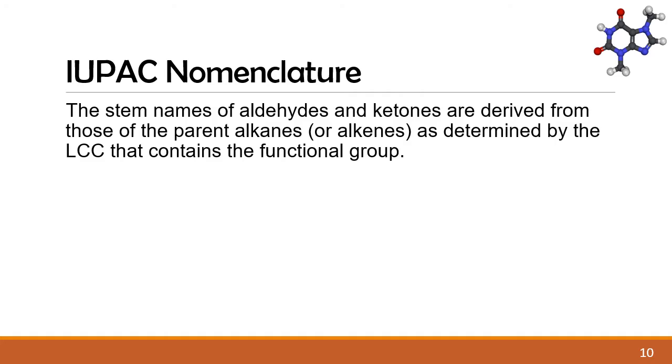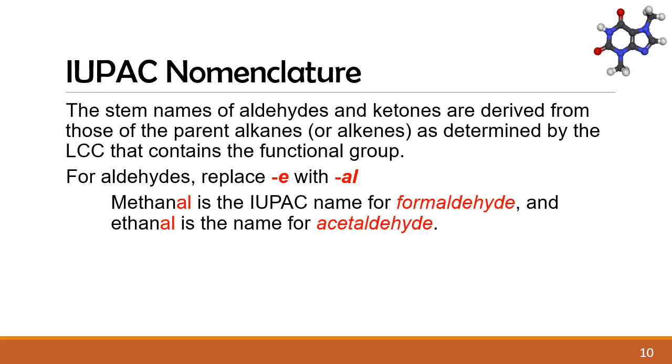The stem names of aldehydes and ketones are derived from those of the parent alkanes or alkenes as determined by the LCC that contains the functional group. For aldehydes, we simply replace the last letter E with the suffix -al. For example, methanal is the IUPAC name for formaldehyde, and ethanal is the name for acetaldehyde.